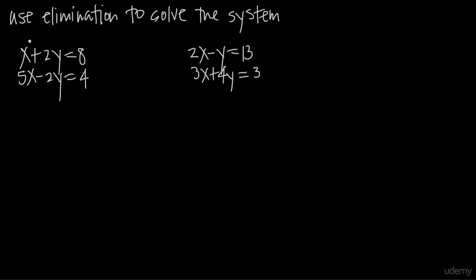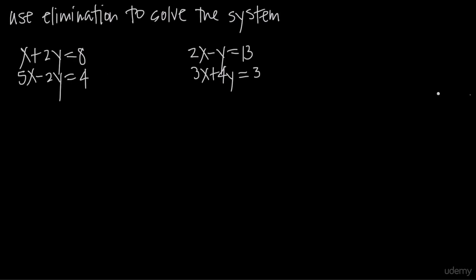Our first system of linear equations is x plus 2y equals 8 and 5x minus 2y equals 4. So what we want to do is add these equations together or subtract them from one another to eliminate a variable. In this case, this one's pretty simple because we have a positive 2y in the first equation and a negative 2y in the second equation. So if we add these equations together, those two things will cancel with one another, leaving us with only the x's.